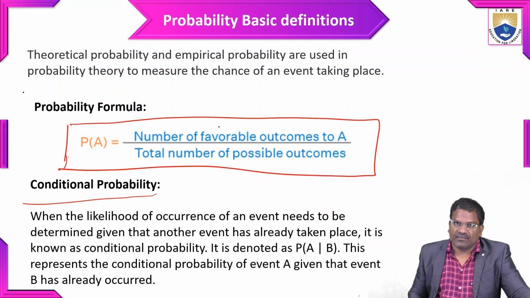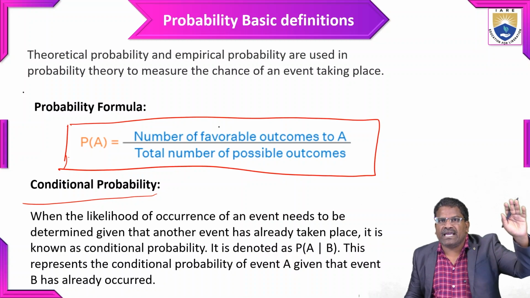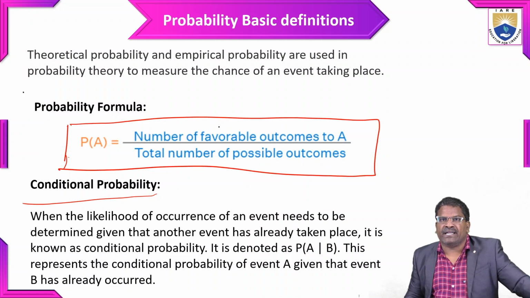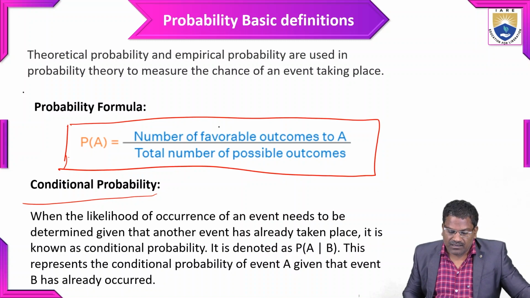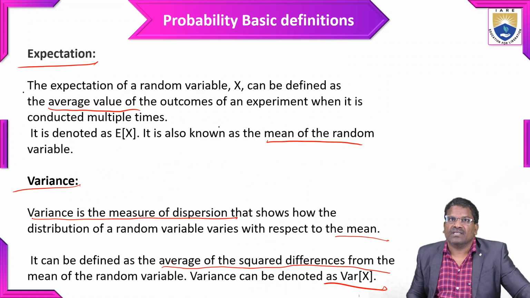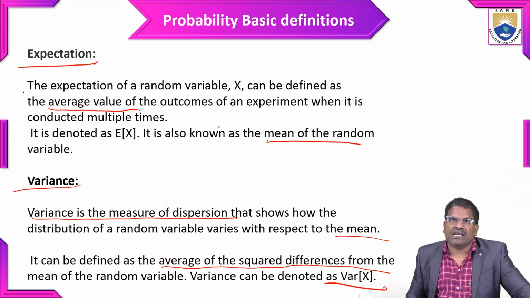Conditional probability. When do we say it is conditional probability? When the likelihood of occurrence of an event needs to be determined given that another event has already taken place. So P of A given B, we denote it like that, when B has already occurred. Expectation is also known as the mean. It is the average value of the outcomes.